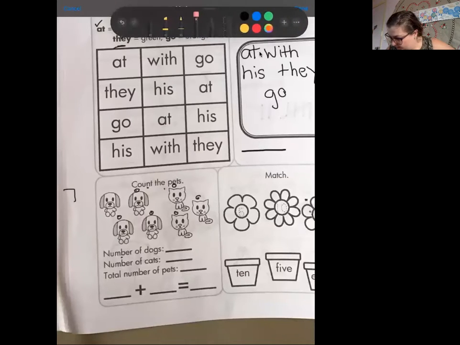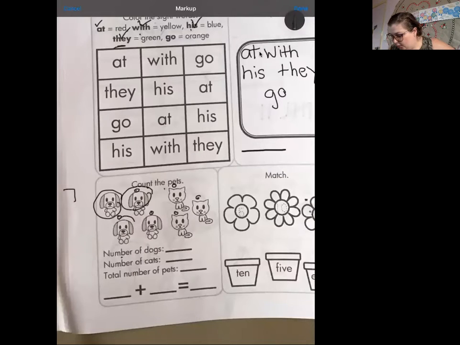1, oopsie. And this time you can circle if you want. 1, 2, 3, and 4. There's 4 puppies or doggies, dogs, okay? So I'm gonna write 4, okay? Number of cats. Kitties, right? Cats. Gatitos, right? So this time I'm gonna do a square around them. 1, 2, and 3. There's 3 kitties. So I'm gonna put a 3.